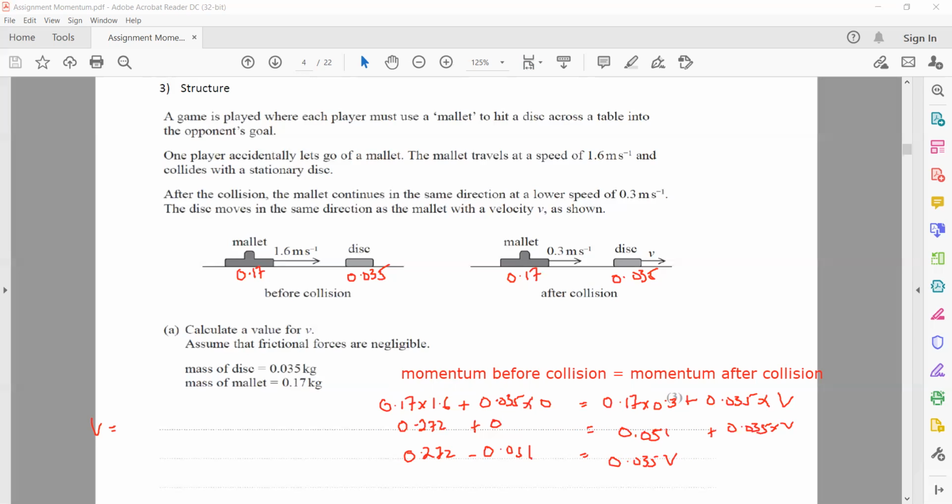And then v will be equal to the difference of the two divided by 0.035: 0.272 minus 0.051, divided by 0.035. So v is equal to 6.3 meters per second. So 6.3 meters per second is the value for v. Is it clear?